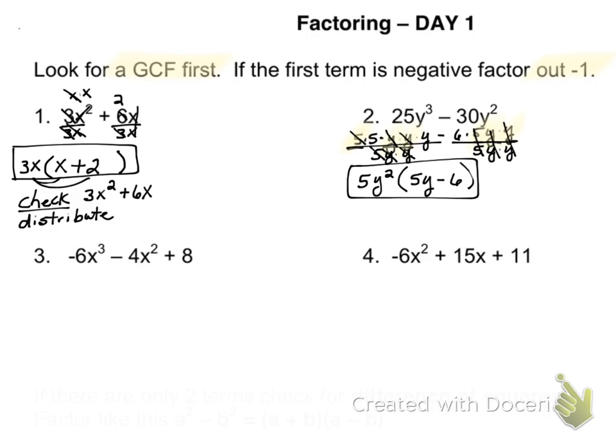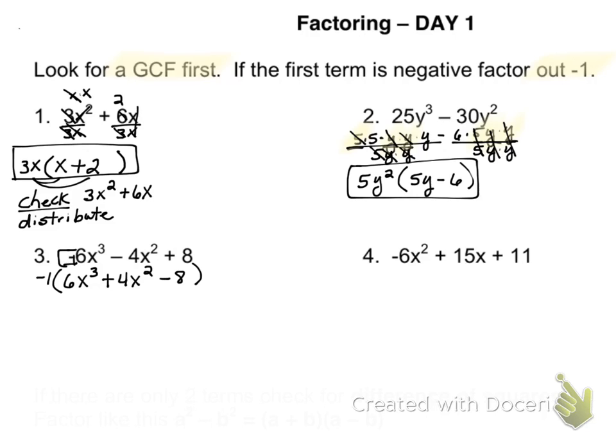Okay, let's do the same thing down here for number 3. First of all, we see that we have to factor out a negative because we want this first term to always be positive. So we have a -1 we're going to factor out. Let's do that first. That changes the sign of everything here. So we have positive 6x cubed plus 4x squared and then minus 8.